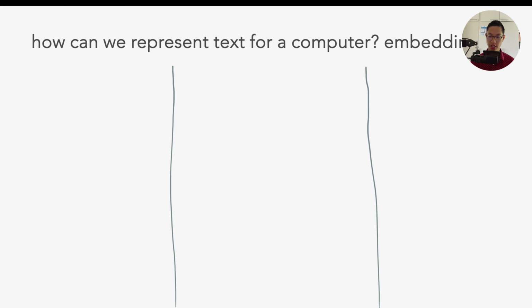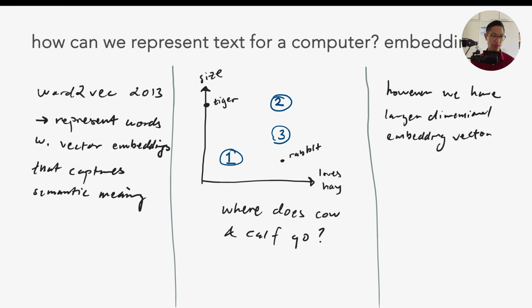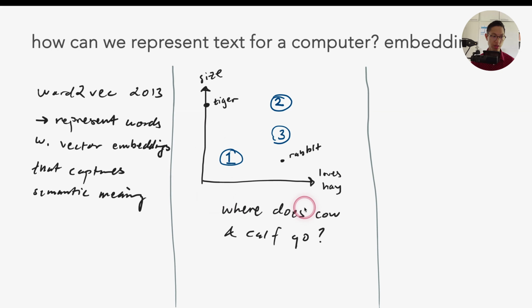Then we'll go further into embeddings. In 2013 there was an article called Word2Vec, on how to represent words with vector embeddings that capture semantic meaning. This is kind of the start here. Here I have a Cartesian coordinate system where we have size as a feature and we have loves hay as another feature. This is just 2D, but we could expand this to many dimensions, but it's impossible to show it. We have here a tiger that has a large size, but it doesn't love hay, while we have a rabbit here that is smaller in size, but loves hay.